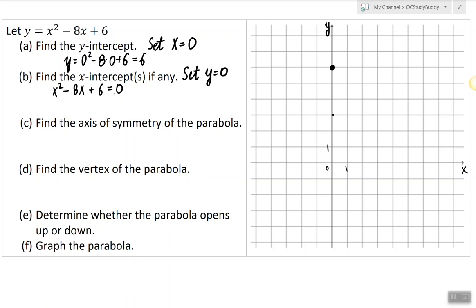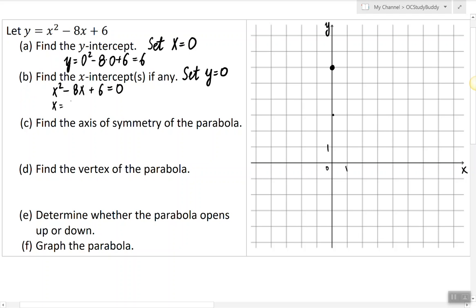We can solve it by factoring, by completing the square, or by using the quadratic formula. If you cannot factor it in 5 seconds, then I would suggest using the quadratic formula. In this case, however, factoring is pretty straightforward. It's just x minus... actually, factoring here is not straightforward, so I'm just going to use the quadratic formula.